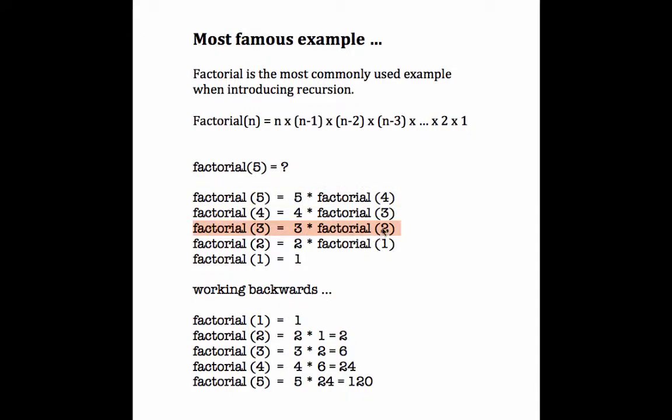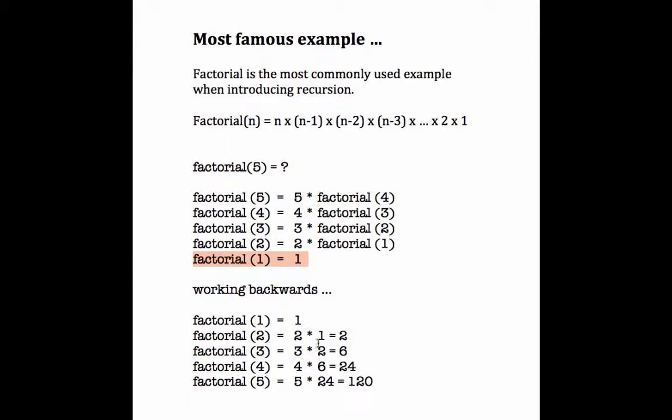And the assumption is that calculating the factorial of 4 is more difficult than calculating factorial of 3, and that's more difficult than calculating factorial of 2, or in other words, that factorial of 1 is easier to calculate than factorial of 2. So once I get to something that I know the answer to, then I can work myself backwards.